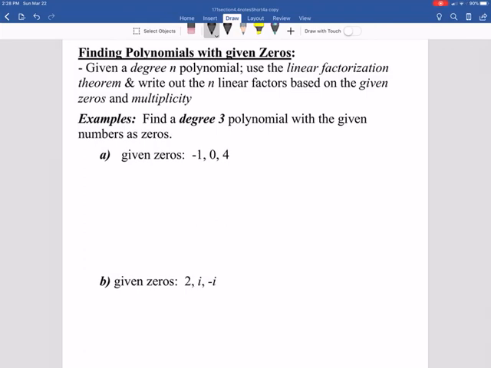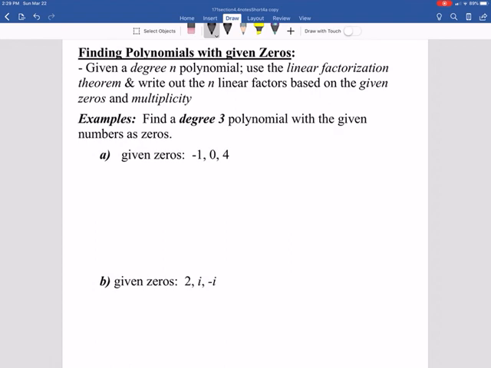All right, let's continue our lecture on polynomial functions. As we look at these next couple examples, we're looking at creating a degree 3 polynomial. So remember, a degree n polynomial has n linear factors. So let's look at this first example here in example A.